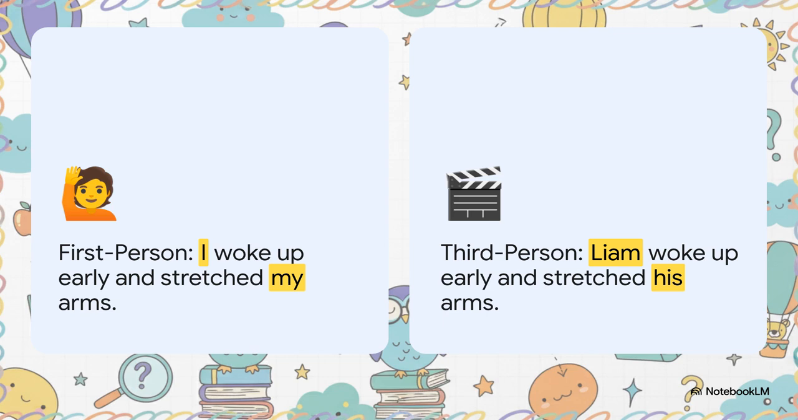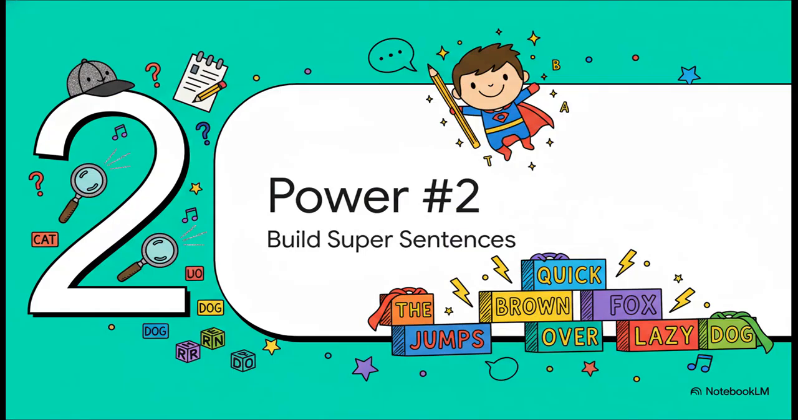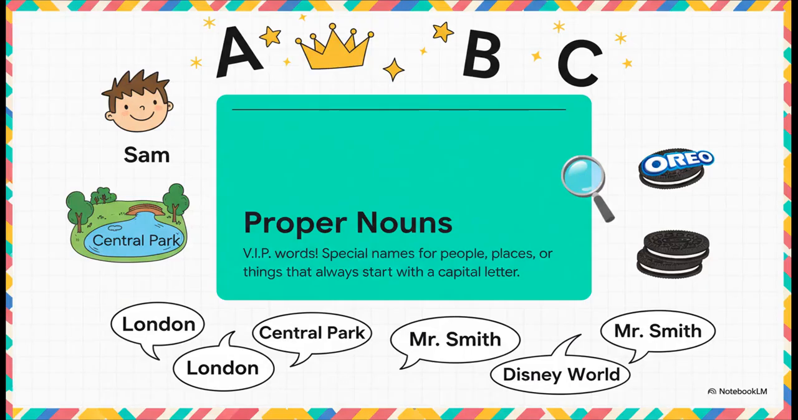Simple, right? All right, word detectives, you totally rocked that first power. You've mastered finding clues. So now, let's use all those amazing words to build something awesome. Are you ready? It is time to unlock power number 2 and become super sentence builders. So, every super sentence needs some really important words. And you know what the most important ones are called? Proper nouns. I like to think of them as VIPs, very important words.